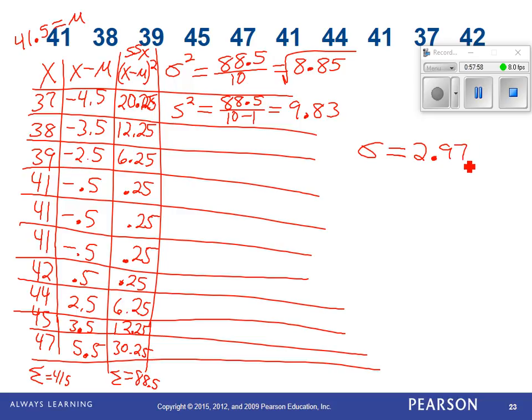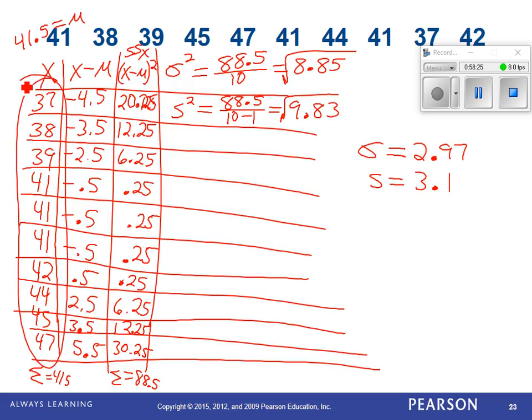For this, same thing, you just take the square root. What's the square root of 9.83? 3.1. So standard deviation, if it's a population, 2.97. Standard deviation, if it's a sample, 3.1. That's doing it out longhand. When there's only 10 numbers in the list, is it easier to do it out longhand or stick it into the calculator? Probably put it in the calculator.